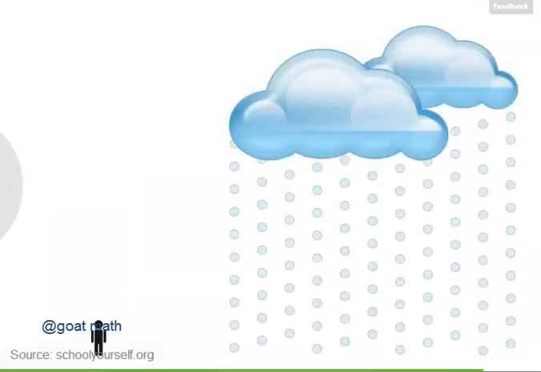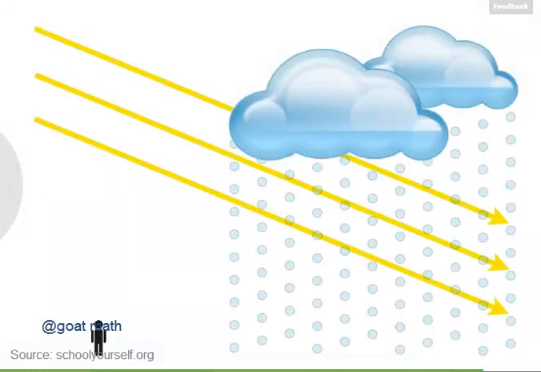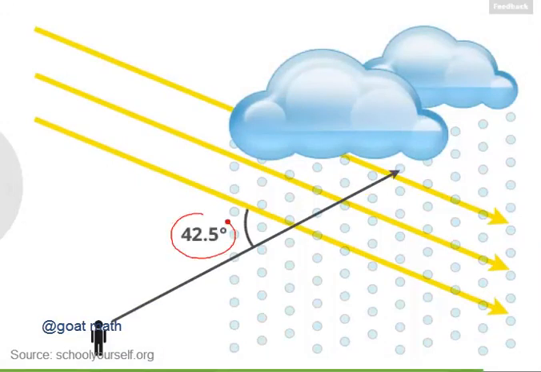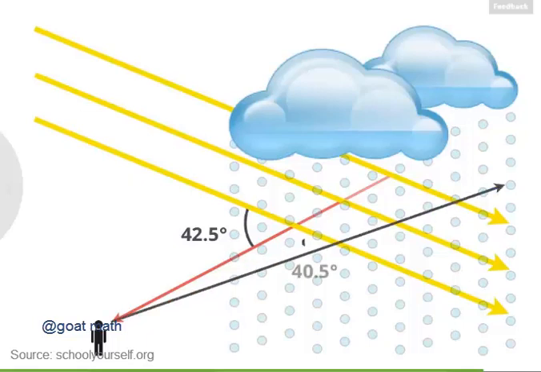So suppose you're looking at the rain, and there's sunlight coming in from behind you. If you look in a direction that makes a 42.5 degree angle with the sunlight, then intense red light is coming out of the raindrops in your direction. And if you were to look a little lower in the sky, in a direction that makes a 40.5 degree angle with the sunlight, then the raindrops are sending violet light in your direction.